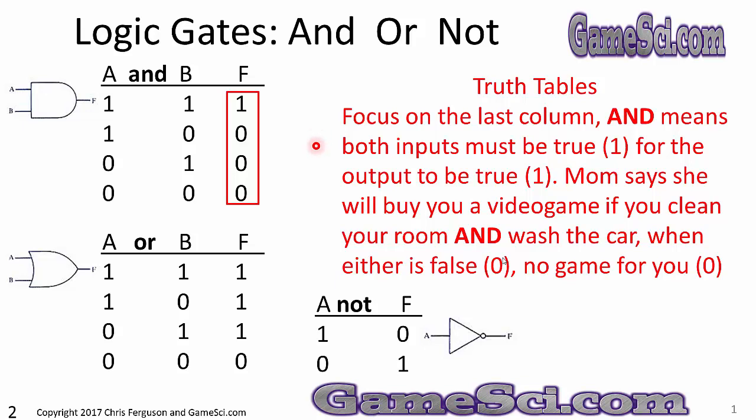AND means both inputs must be true, or 1, for the output to be true. 1 is the equivalent of true. If both A and B are true, then the result, F, is true, or 1. And if any of the inputs are false, if any of the inputs are 0, then the output of the AND logic gate is a 0.